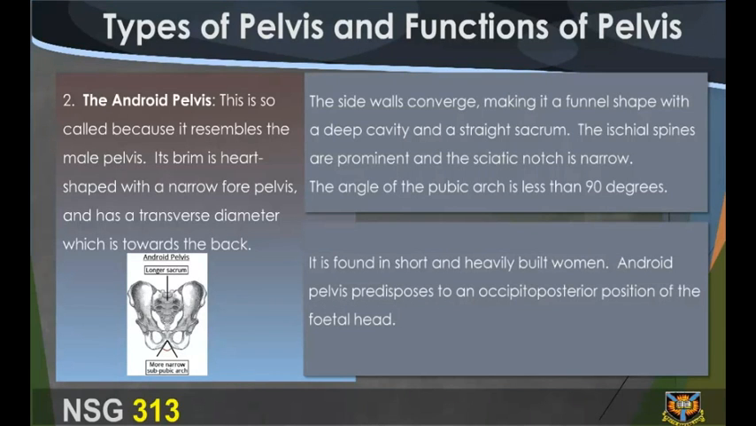Two, the android pelvis. This is so called because it resembles the male pelvis. Its brim is arch-shaped with a narrow forepelvis and has a transverse diameter which is towards the back. The side walls converge, making it funnel-shaped with a deep cavity and a straight sacrum. The ischial spines are prominent and the sciatic notch is narrow. The angle of the pubic arch is less than 90 degrees. It is found in short and heavily built women. The android pelvis predisposes to an occipitoposterior position of the fetal head.